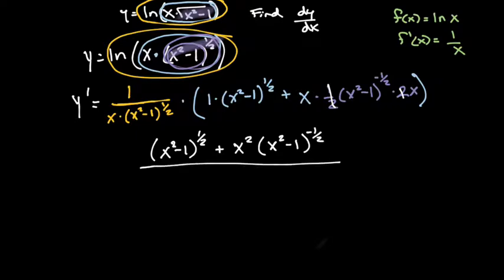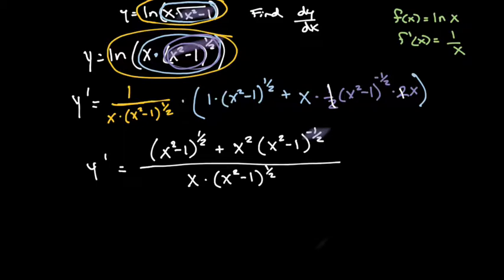And this is all over x times x squared minus 1 to the 1/2. And so this is all my y prime. Now, with this, something that stands out to me is this term in all of them. The only downside is, if I look at it, this one is a negative 1/2 power, so it's not going to easily cancel.